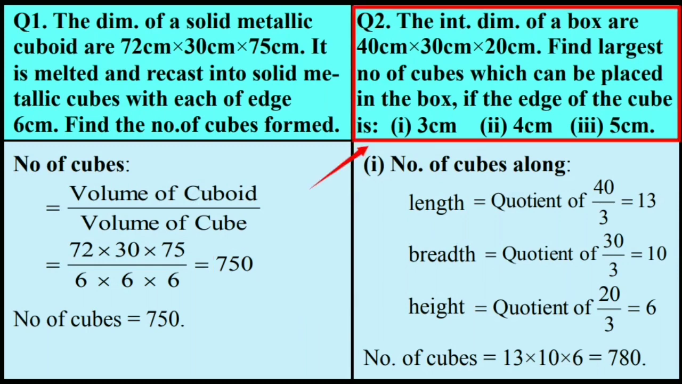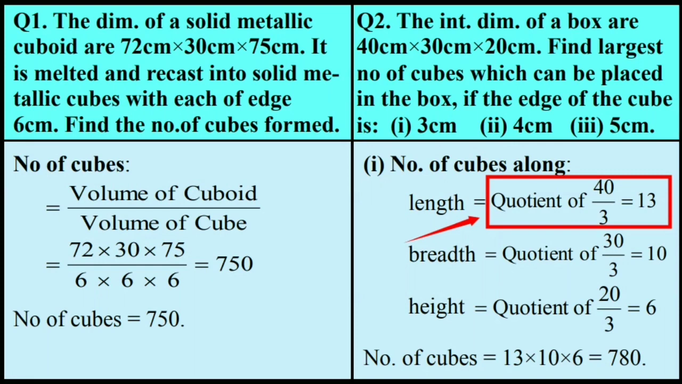Next question, question number 2. The internal dimensions of a box are 40 centimeter into 30 centimeter into 20 centimeter. Find the largest number of cubes which can be placed in the box if the edge of the cube is, case 1, 3 centimeter, case 2, 4 centimeter and case 3, 5 centimeter. Here the solution given below is for case 1, where the edge of the cube is 3 centimeter.